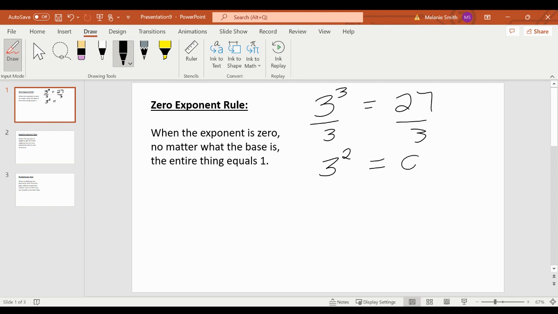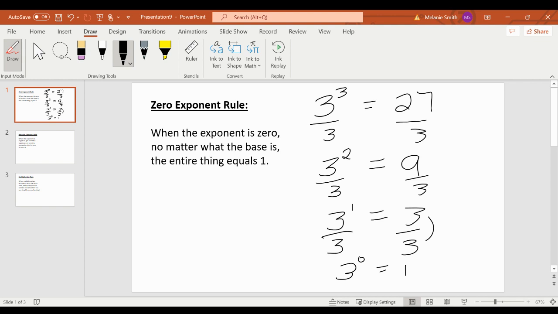27 divided by 3 is 9. If I divide again, I have 3 to the first power. 9 divided by 3 is 3. If I divide one more time, I have 3 to the 0 power, and 3 divided by 3 is 1. And that's going to work no matter what, because anytime you get down to where you're dividing something by itself, you just get 1. Now, I want you to remember that, because when we talk about negative exponents in just a second, this continuously dividing by itself is going to come up again.